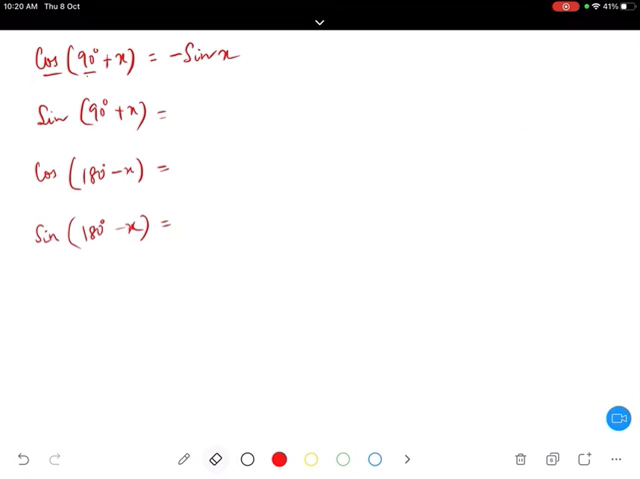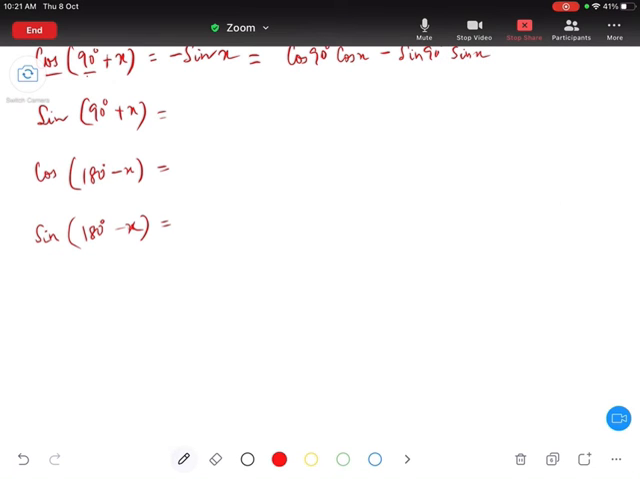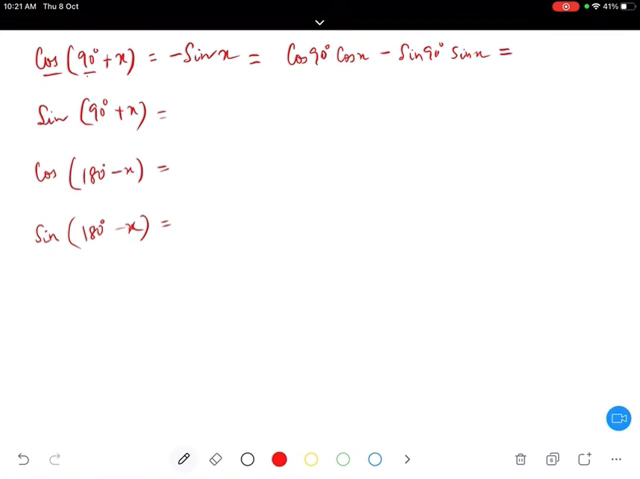But if I have to apply the formula, what happens? Cos 90 plus x is what? Cos 90 cos x minus sine 90 sine x. I am applying the formula. Am I clear? Cos x cos y minus sine x sine y. That's the formula, right? Yes or no? Once you learn the formula, try to apply that formula. Now, cos 90 value is what? 0. So forget this part, it becomes 0. So I get minus sine x. That's my answer. And you see, we got minus sine x.